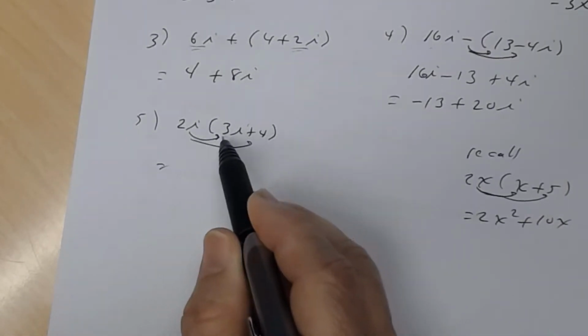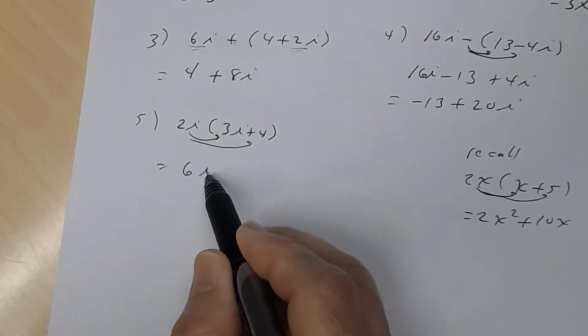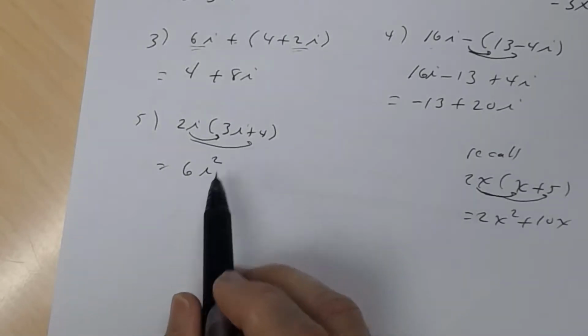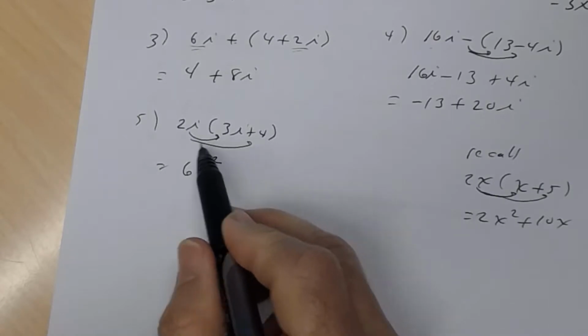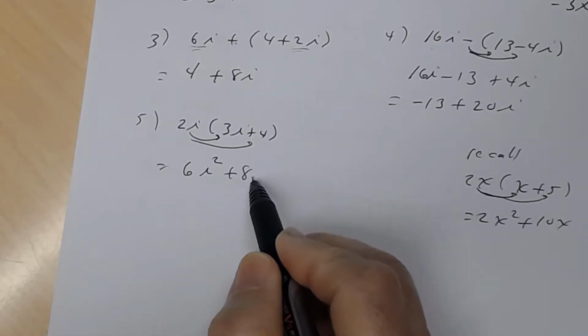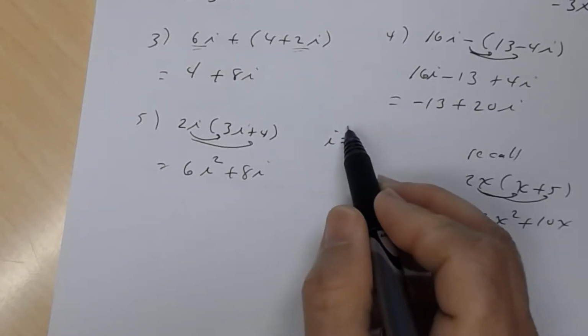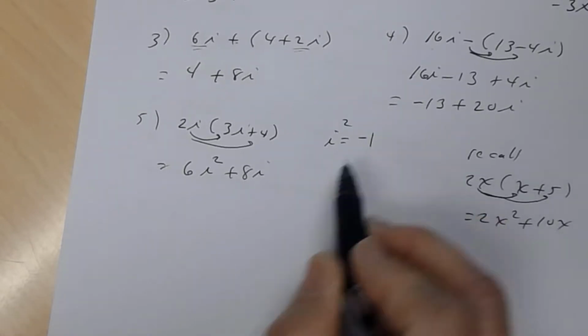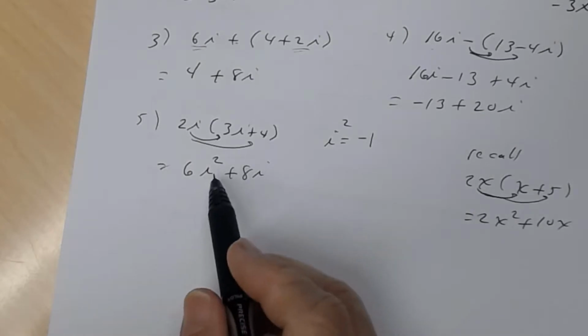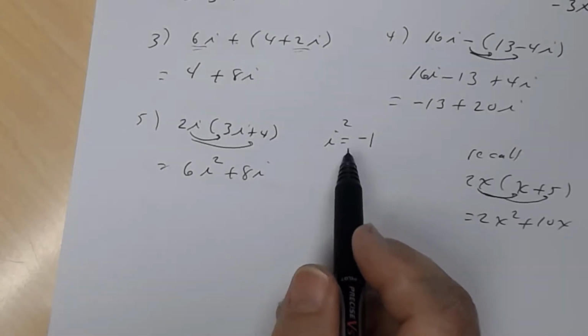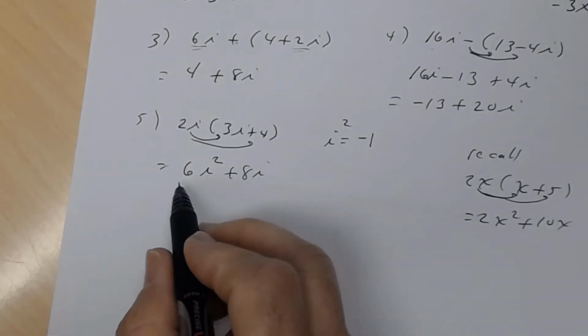So I get 2i times 3i is 6i squared. Remember, i times i is i squared. And then 2i times 4 is 8i. Now, you have to remember that i squared is equal to negative 1. So where we see the i squared, you got to replace it with negative 1. You have to use the fact that i squared is negative 1. You can't just leave it like that.